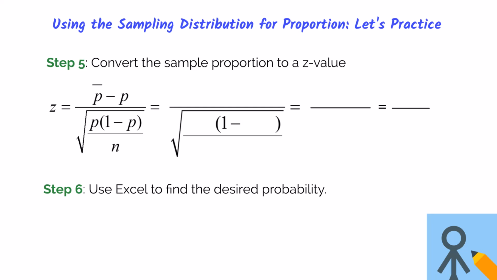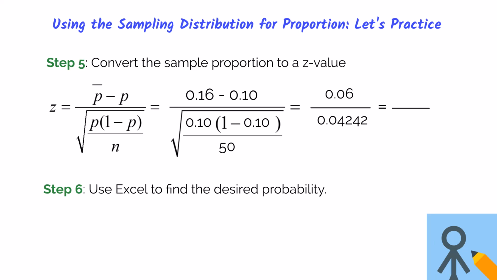Now, step 5 is to convert the sample proportion to a z-value, just like we did in the prior example. So let's start with the sampling error in the numerator. So I'll plug in 0.16 for the sample proportion, or p-bar, and 0.10 for the population proportion, or p, and we get 0.06 for the sampling error for the proportion. Next, let's calculate the standard error in the denominator. So I'm going to plug in 0.10 for little p and 50 for n, or the sample size. I will plug that into my calculator, and we get 0.04242 for the standard error for the proportion.